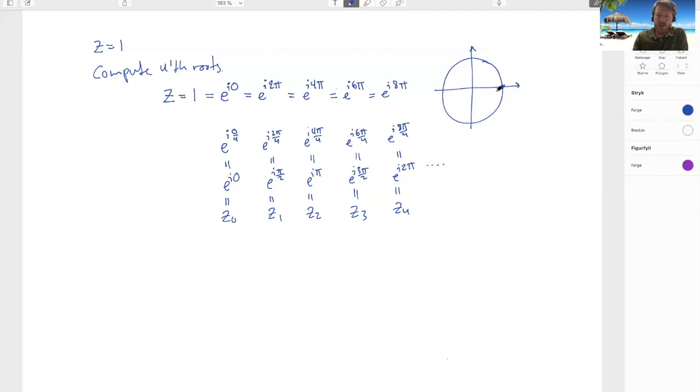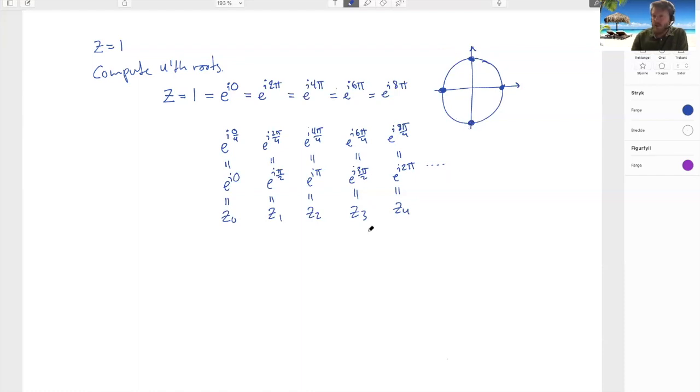So what do I get here? Here I get e to the i 0 as before, and then e to the i pi half is here. And then e to the i pi is here, e to the i 3 pi halves is here, and then here e to the i 2 pi, well, we're back here again. So each time I jump by 90 degrees like this. And of course, after having done the first 4 jumps, I'm just going to repeat my roots here.